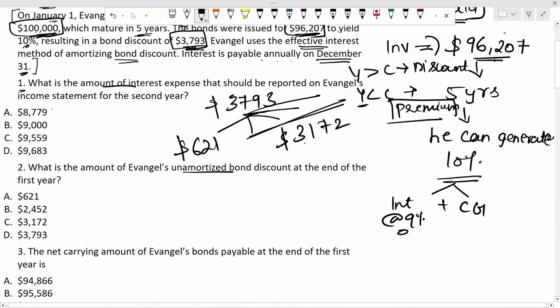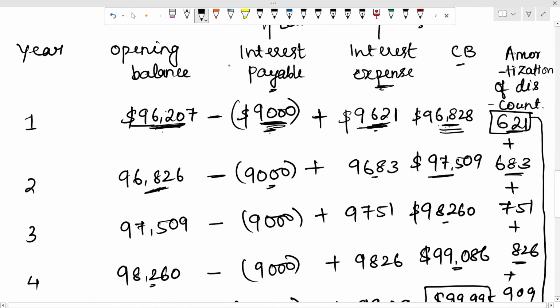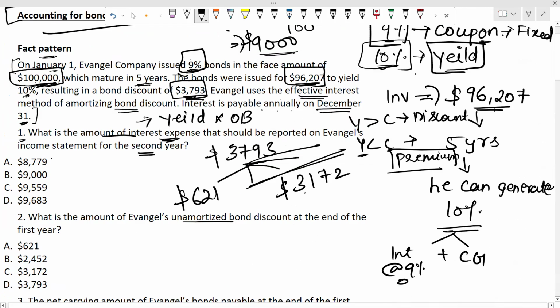Now let's look at the question. First question, what is the amount of interest expense that should be reported on Avengel's income statement for the second year? See, they are asking us to calculate the interest expense, not interest payable. We know that interest expense is calculated as yield into opening balance. We already calculated the opening balance at the beginning of the second year. It is 96,826. What is the yield percentage given in the question? 10%. So interest expense is 10% of opening balance. The 10% of this 96,826 is 9,683. We are rounding it to the nearest number. So interest expense for the second year is 9,683. Option D is the right answer.